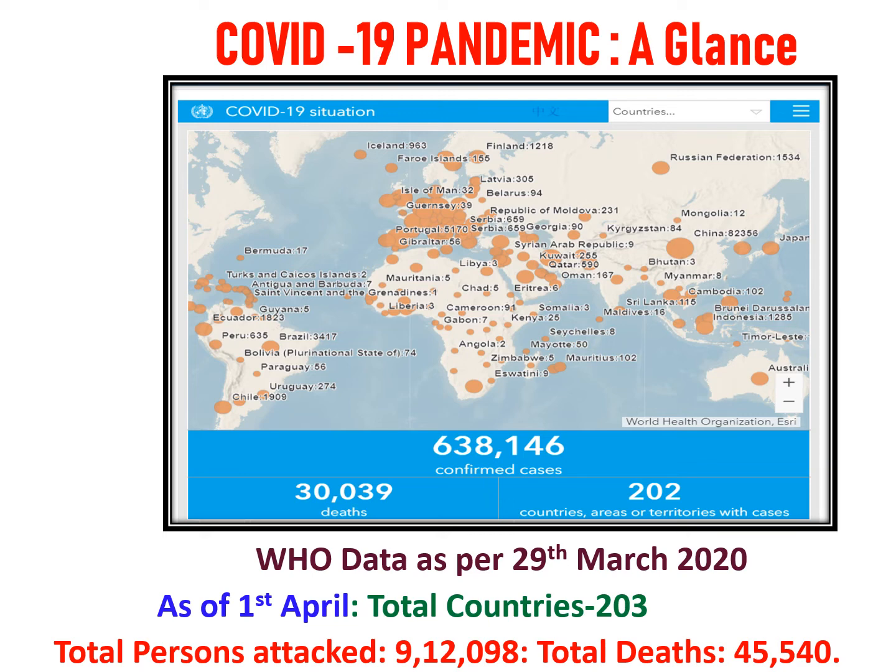So as of 29th March, if you look at this data, around 202 countries are facing this particular problem, coronavirus. And as of 1st April, 203 countries are in the list where this COVID-19 is having more influence. So the total persons attacked is more than 9 lakhs and more than 45,000 persons passed away because of this COVID-19. So that is how we say that this COVID-19 is a pandemic.